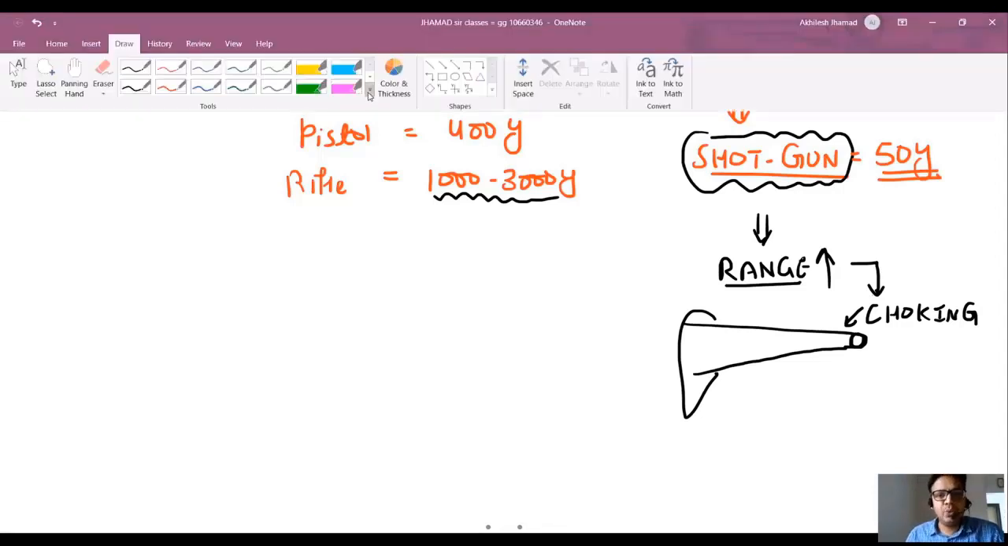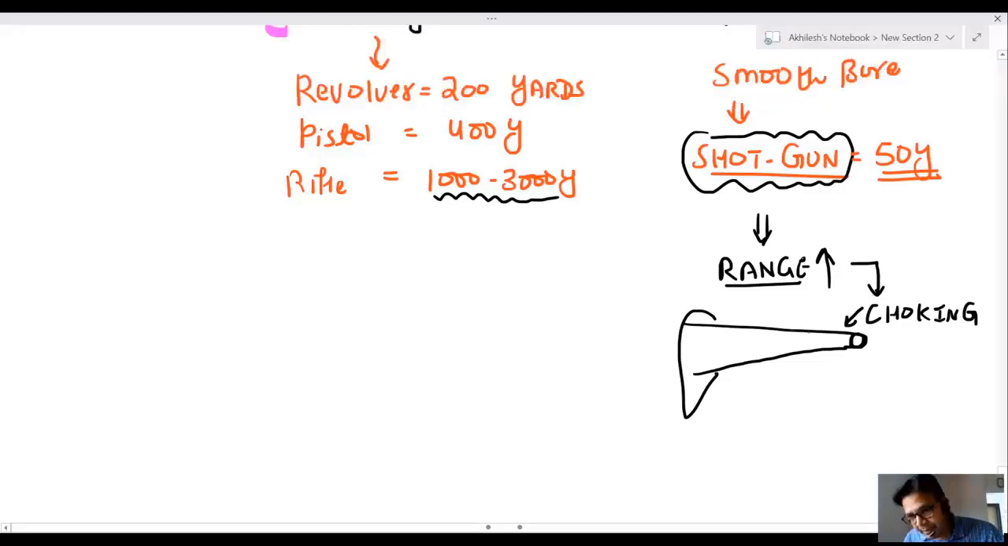Second, what we can do: terminal end has been provided with rifling, that is land and groove.